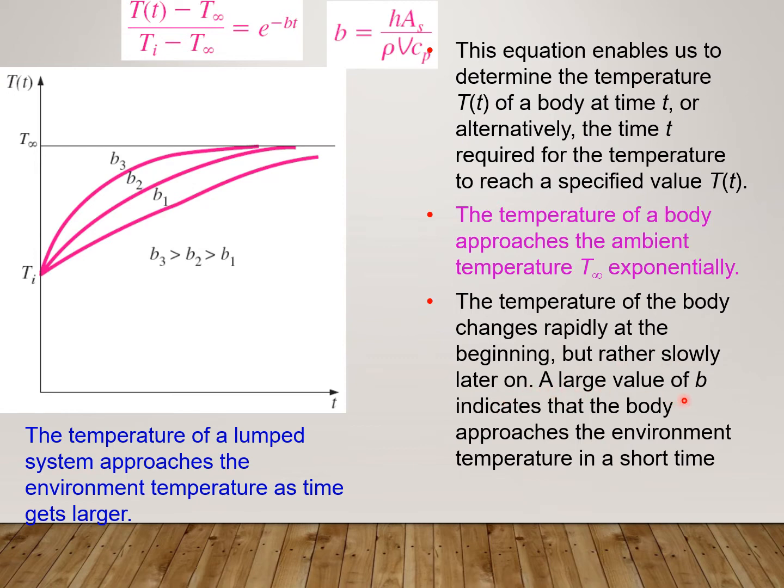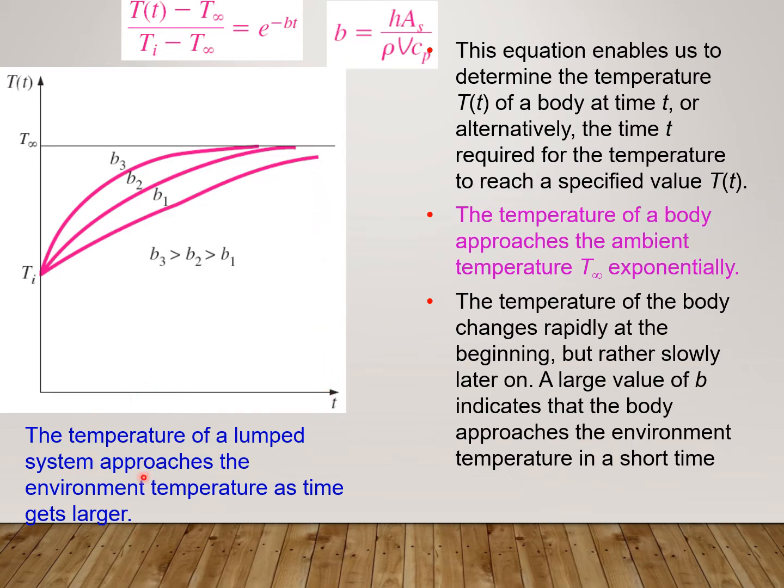A large value of b indicates that the body approaches the environment temperature in a short time, which means if the b value is large, then the time taken is small. We can see that b3 is greater than b2, which is greater than b1. B3 reaches the T infinity temperature in less time, b2 in more time, and b1, which is the smallest, in the maximum amount of time.